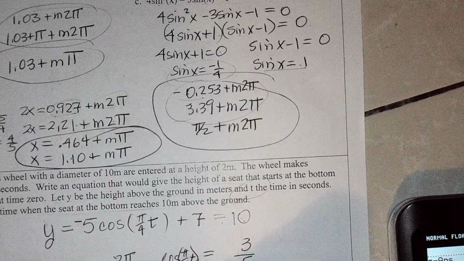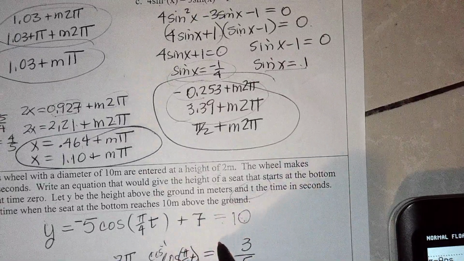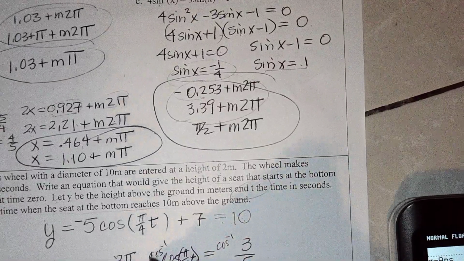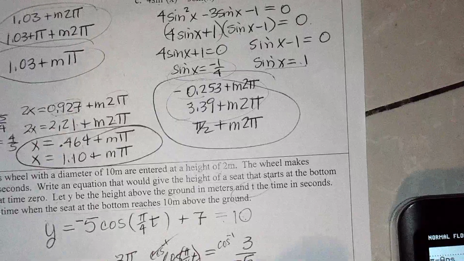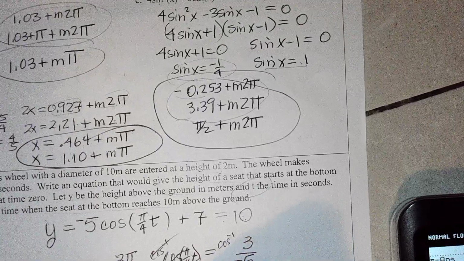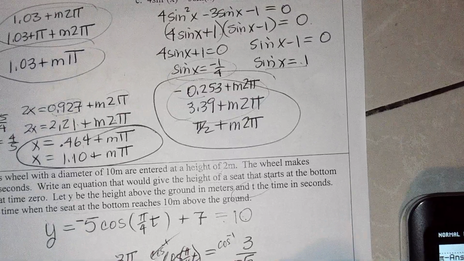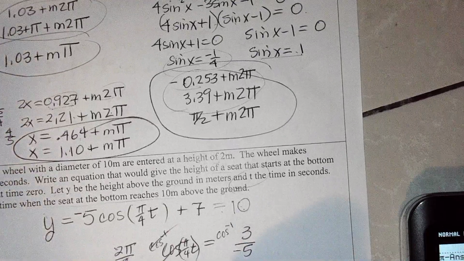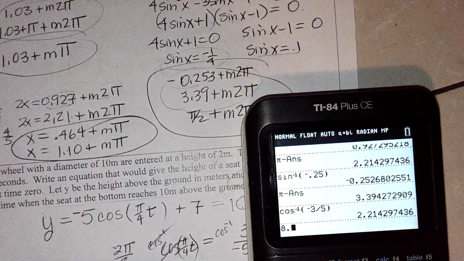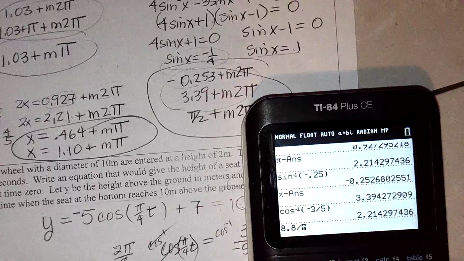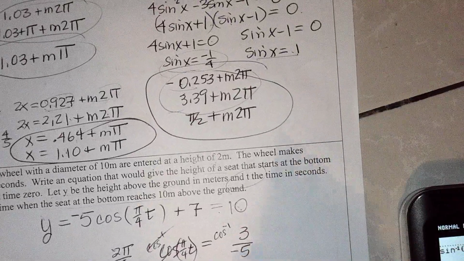So the pi over 4t, since I did the cosine inverse of this, to get rid of the cosine, and I got this answer, I need to multiply both sides by 4 over pi. So that's 8.8 divided by pi, and it reaches there at 2.8 seconds.